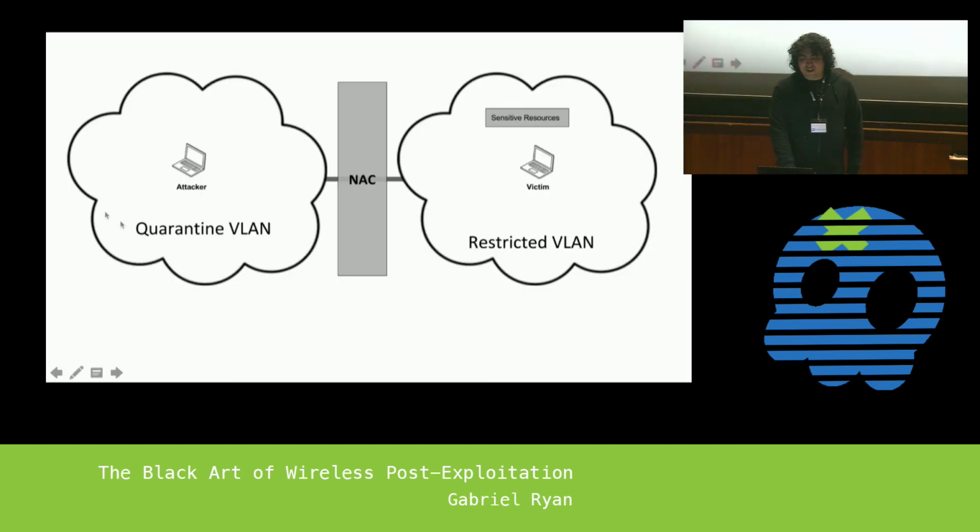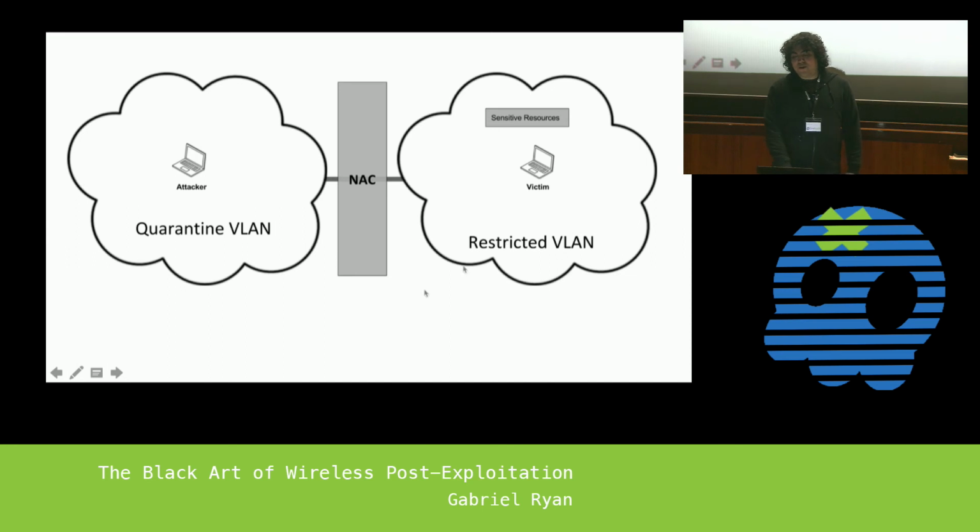So we mentioned here that we're stuck on this quarantine VLAN. We've breached the perimeter of this network, but as soon as we try to associate with it, our wireless device has been given an IP address on this quarantine VLAN because we've been identified by this NAC as unauthorized to be there. We want to pivot over to this restricted VLAN and continue escalating privileges on the network, accessing sensitive resources, and generally doing all the things that a hacker would want to do once they access a network.